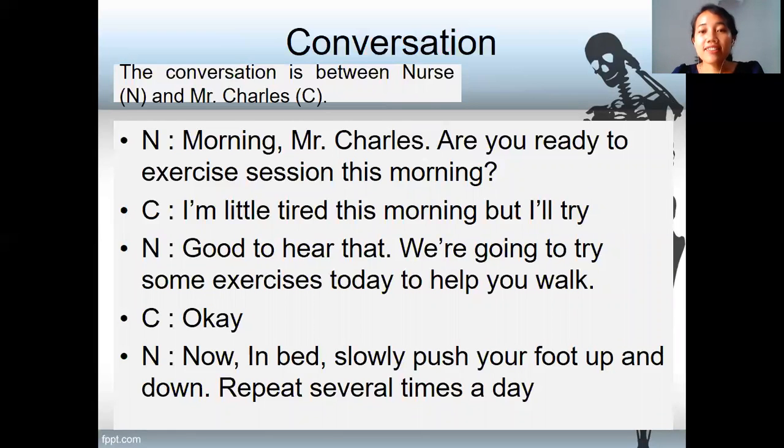Okay, here is the example about the conversation. What should you do when you give the instruction to the patient? So I will try to read it for you and then later on you can practice it by yourself to speak up.